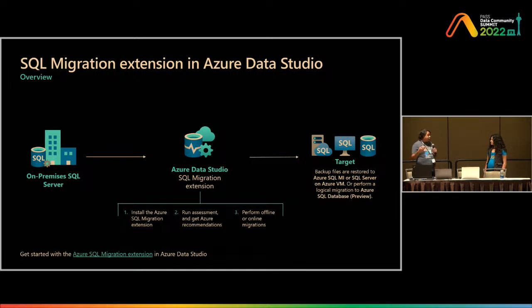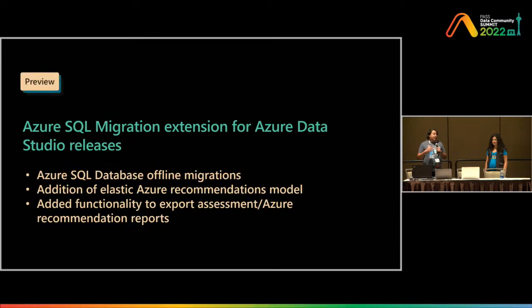And that's something new I wanted to talk about. So we recently released last week the public preview of Azure SQL Database. So we support now migrations to Azure SQL Database offline. We were supporting already MI and VM. So that's something new if you want to check. Along with the SQL DB announcement, we also included a couple of new things. We introduced a new Azure recommendations model that is called Elastic. Has nothing to do with Elastic Pools, just to make sure.